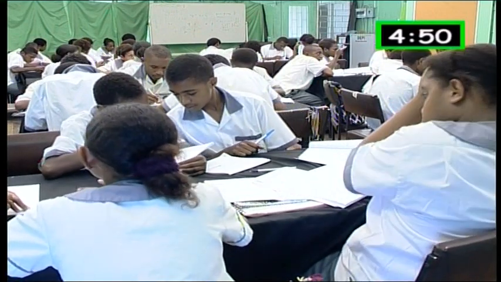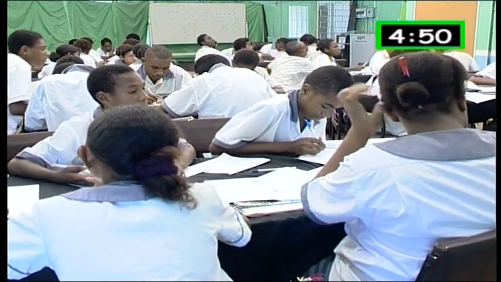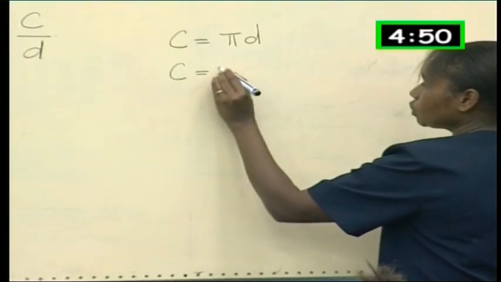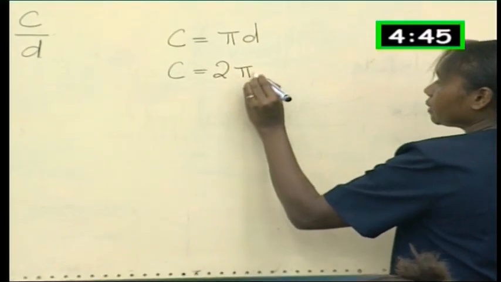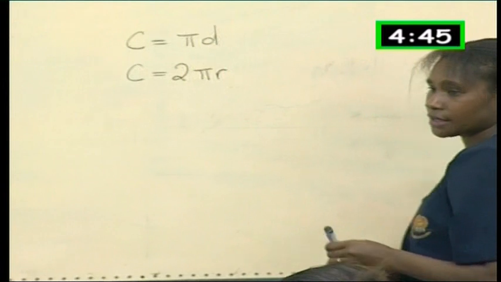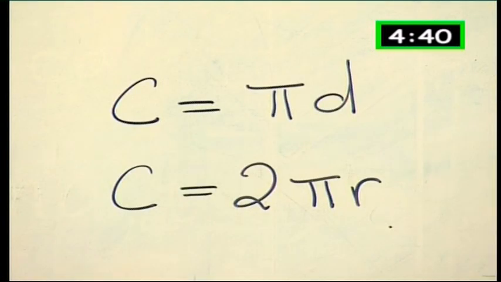Either C is equal to pi d or C is equal to 2 pi r. These are the two formulas that I've been asking you to write down first before you go on to slotting in the figures, or substituting the figures into the two formulas. Some of us are just writing the numbers down.